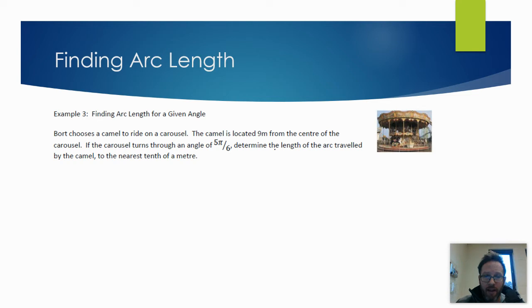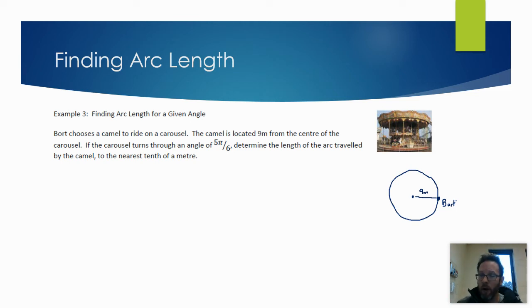So Bort is getting on a carousel. So everybody has been on a carousel before, or maybe not actually. Got a diagram of a carousel there. But if you're looking from the sky down at this carousel, the distance from the center of the carousel to the outside is 9 meters. And what we have in this question, Bort is on his camel at the start. And Bort goes through an angle of 5 pi over 6.